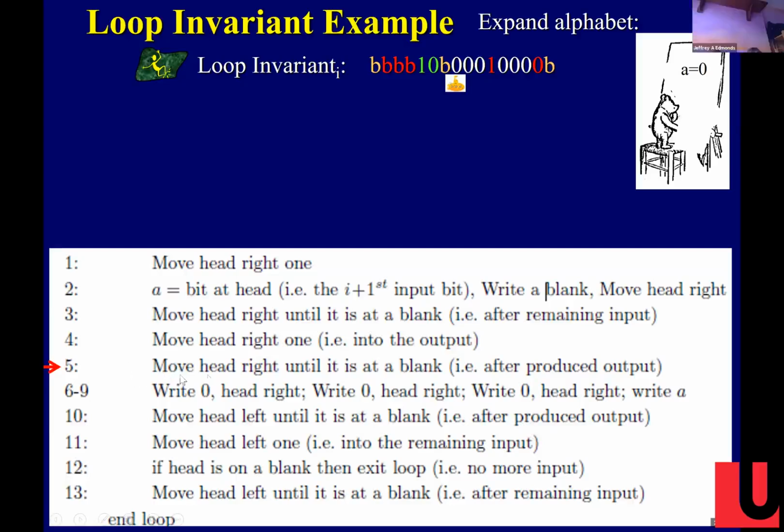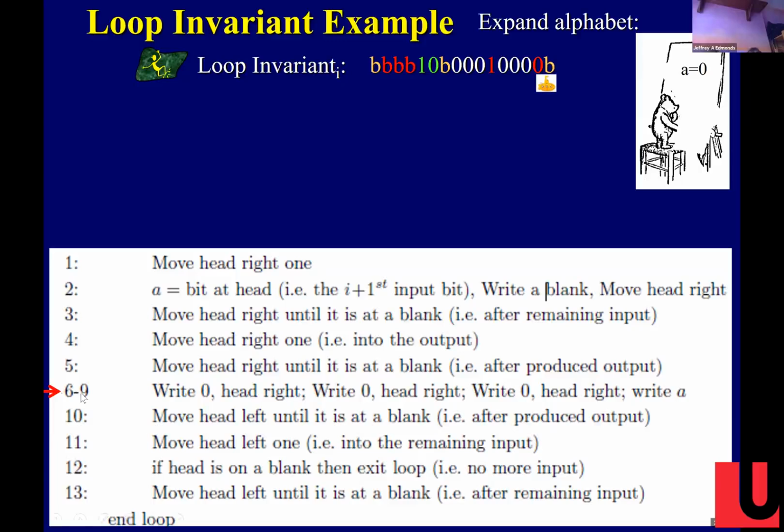Line 5 moves the head right until it's at a blank, right? i.e. after the produce output. This is the produce output. I'm going to keep moving right until I get to a blank, right? So let's do that. Bang. Now I got to a blank, and I'm now on line 6, right? Everybody good with that? Yeah.